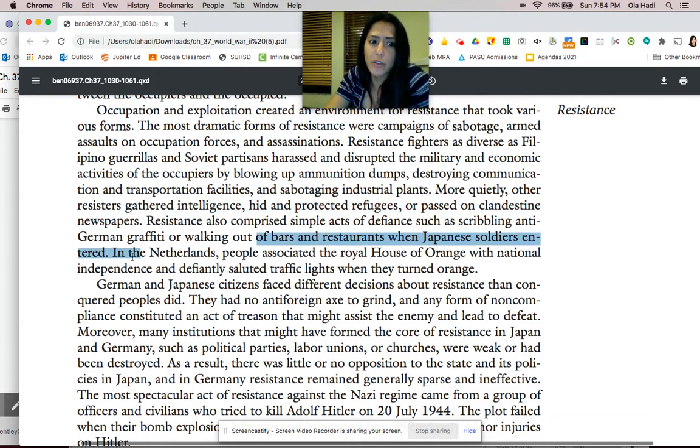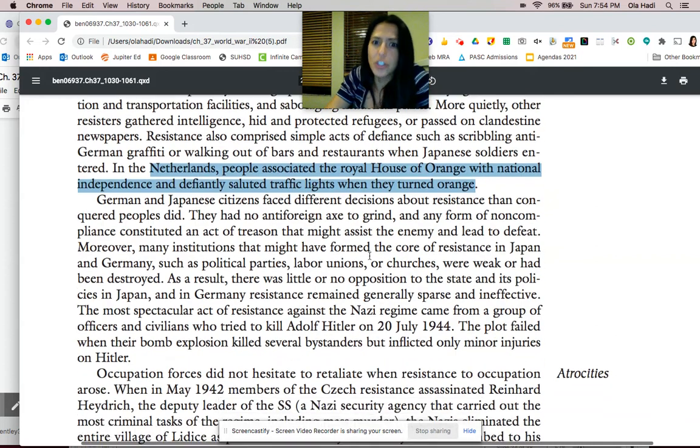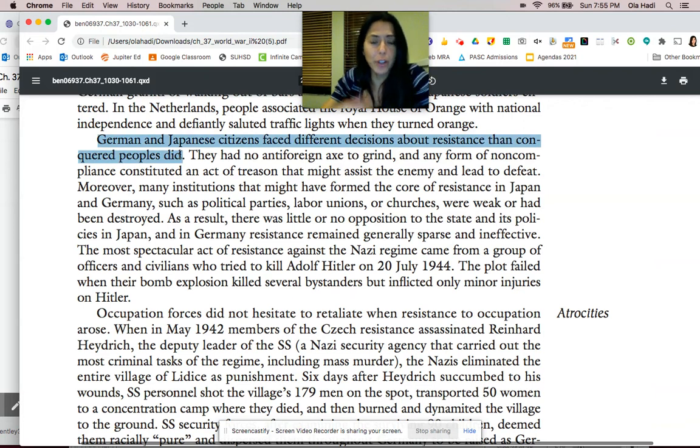So walking out of a bar when the Japanese walk in, or in the Netherlands, where the House of Orange stood for national independence, people would salute traffic lights when they turned orange. There's a movie that, oh my gosh, I'm blanking on the name right now. I'll think of the name, but there's lots of movies where you see the sort of symbolic standing up to the Nazis.